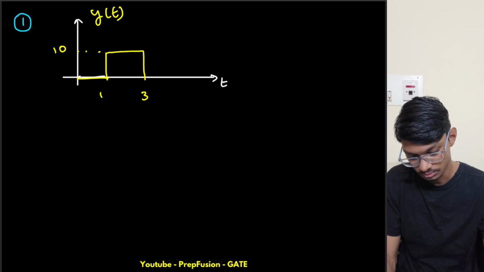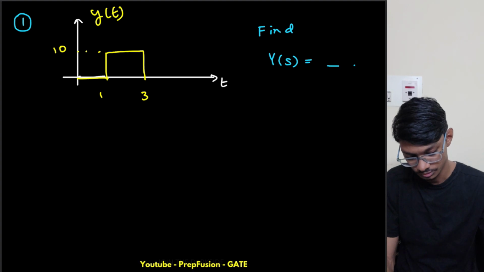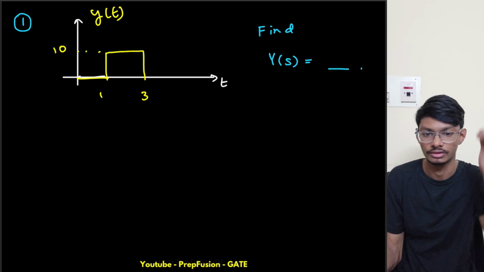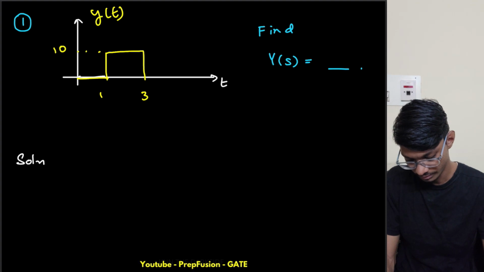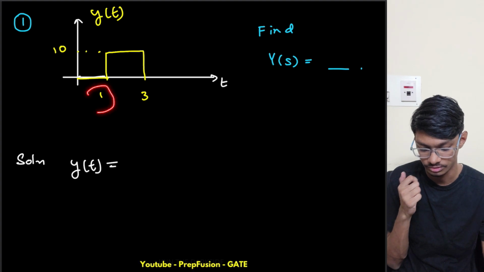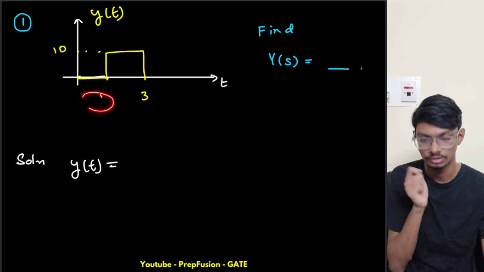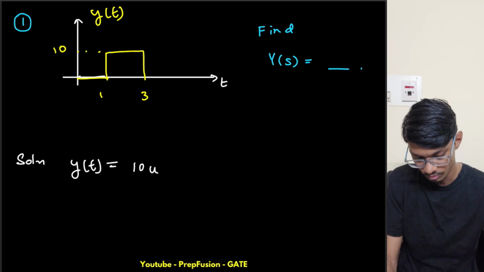y of s, right? Find y of s. So how will you do that? Basically it is simple, we have already solved this. So what is y of t? Can we write this y of t in terms of unit step functions, right? So when is the step starting? It is starting at t equals 1, right? And it ends at t equals 3. So the positive sign will come at u of t minus 1. And what is the magnitude of the step? It is 10, right? So 10 into u of t minus 1.